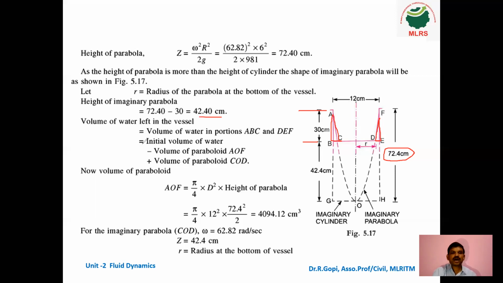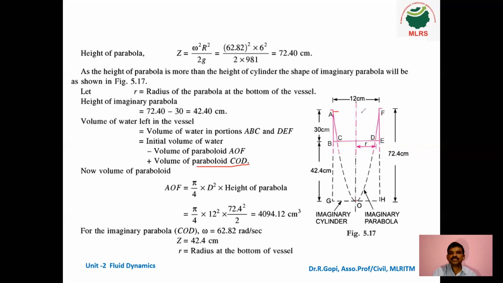Using this formula: the initial volume of the water, which we already found, minus the volume of the paraboloid AOF. So initial volume minus this volume. Next, plus the volume of the paraboloid COD.